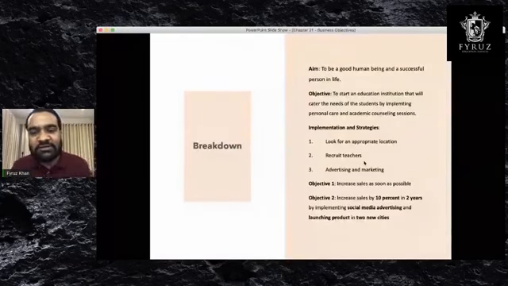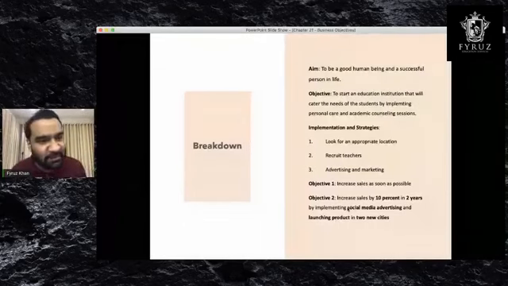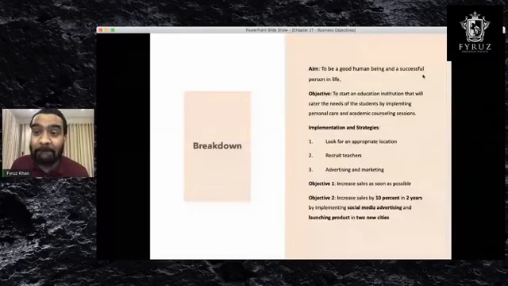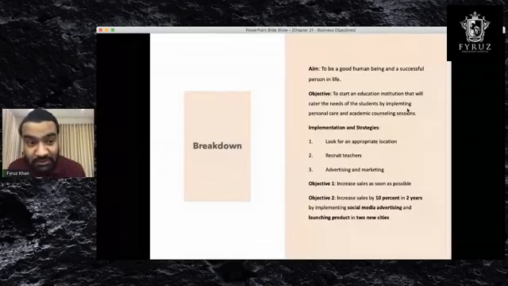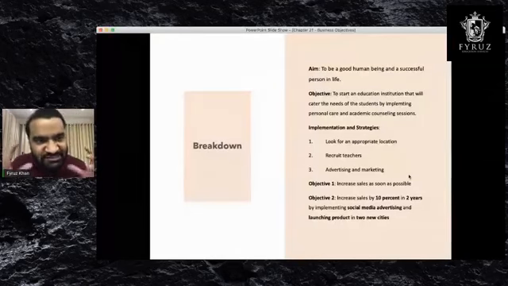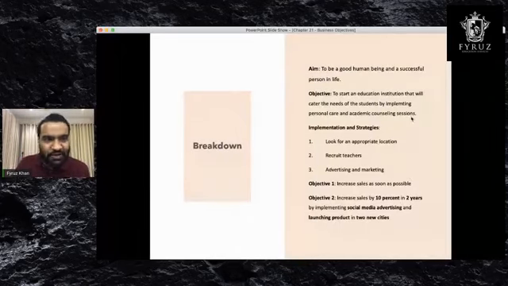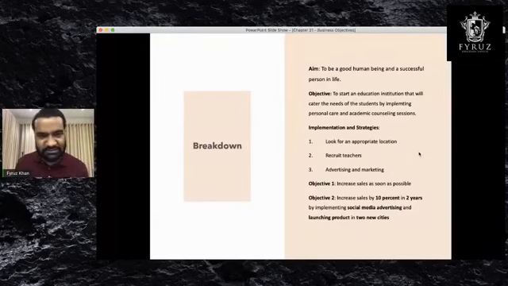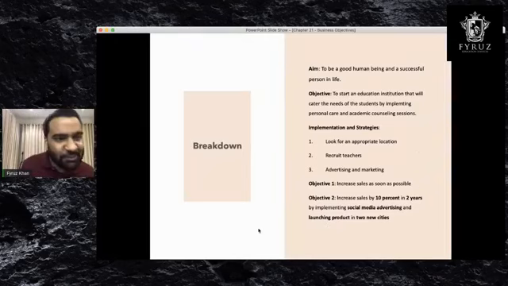So I have two objectives here for you to compare and understand. Objective one is increase sales as soon as possible. And then you have objective two, increase sales by 10% in 2 years by implementing social media advertising and launching the product in 2 new cities. So, which one do you feel is more appropriate? Which one do you feel is more focused? Of course, objective two. I'll tell you why.